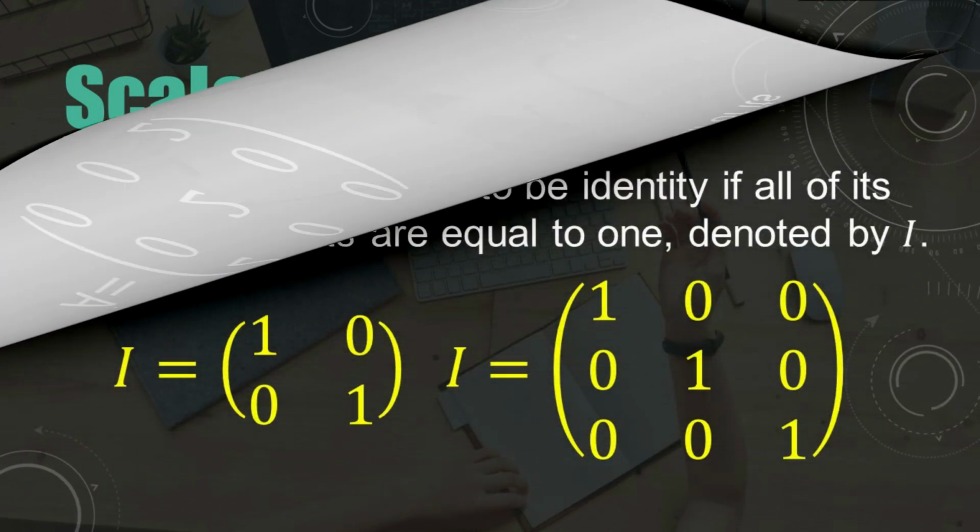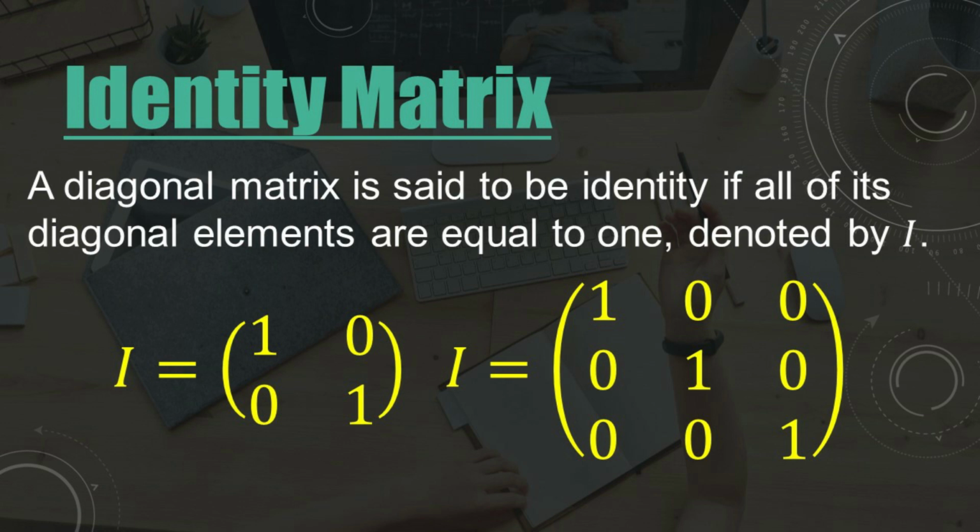So the next one is identity matrix. A diagonal matrix is said to be identity if all its diagonal elements are equal to 1, denoted by I. It gives a similar idea to the scalar matrix. A scalar matrix can have any number, but the identity matrix has the main diagonal as only 1. 1 0, 0 1 is the 2 by 2 identity matrix. The other one is the 3 by 3 identity matrix.